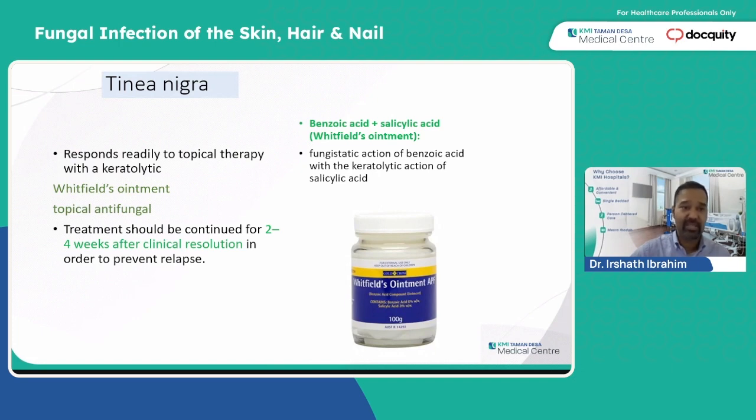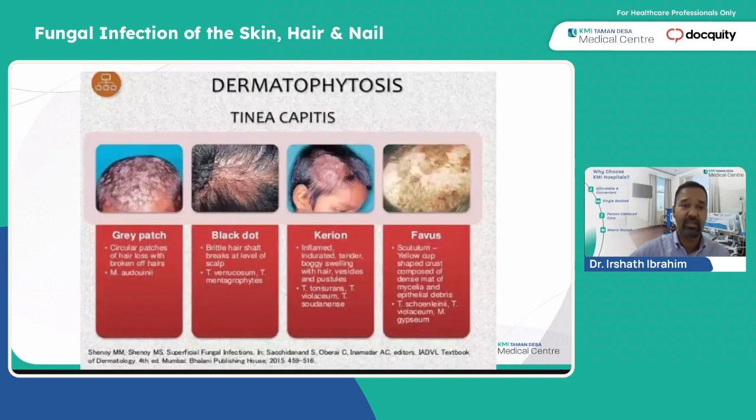Next up is tinea capitis. These are the types of tinea capitis. The gray patch and the black dot are non-inflammatory. The kerion and favus are inflammatory. So I'll go through one by one.